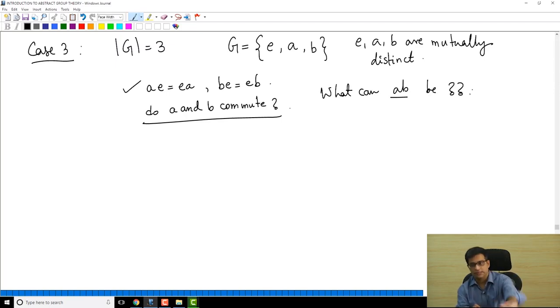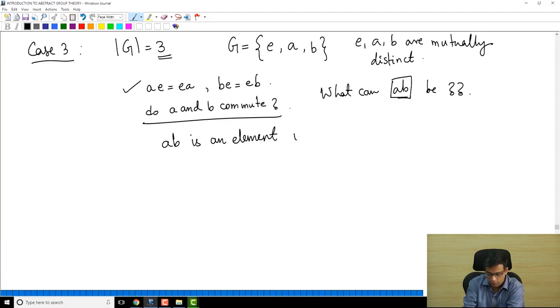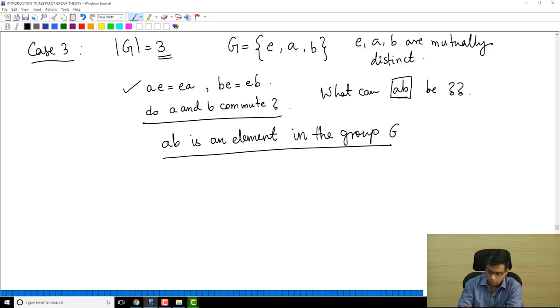Remember G is a group of order 3, and I have already given names to its 3 elements. I have called the identity by E, the other 2 elements by A and B. But G is a group and A and B are 2 elements. So, AB must be in the group. Because we have a binary operation on the group, A and B are there, and when you perform the binary operation on A and B, the output is again in G. So, AB is an element in the group, which is just E, A, B.